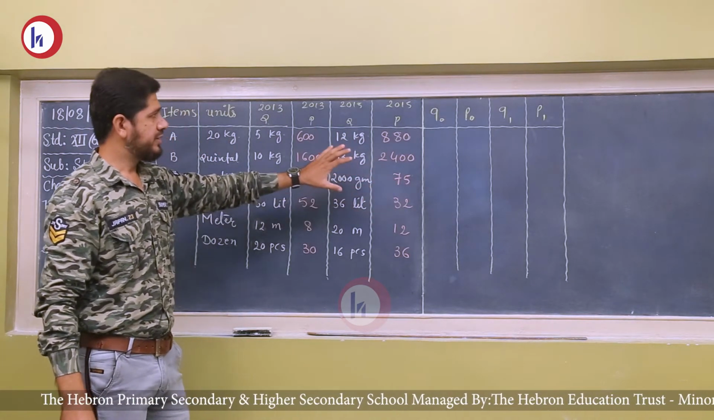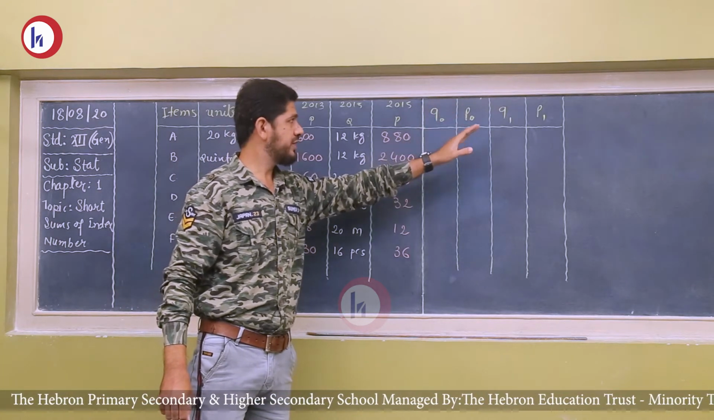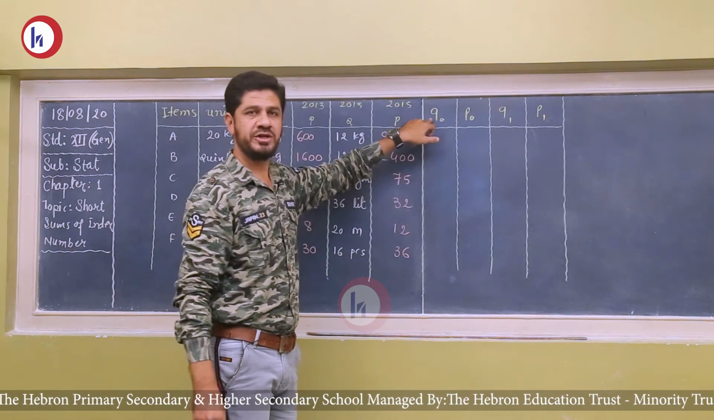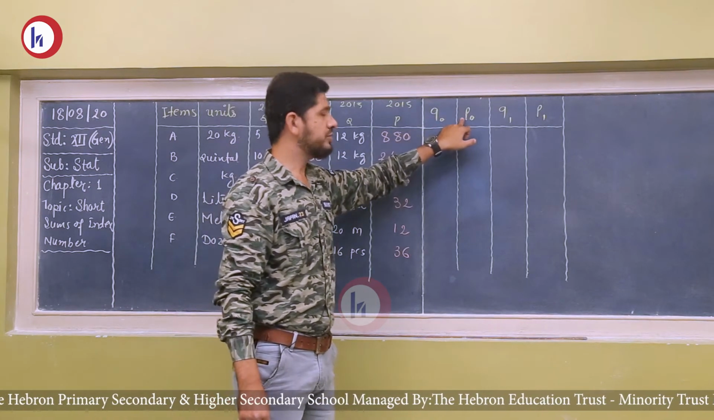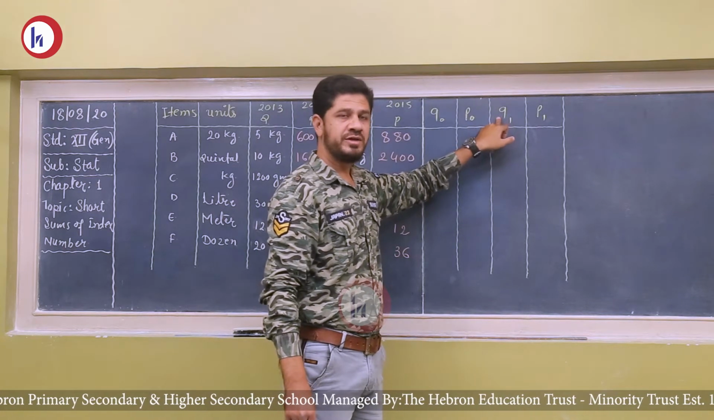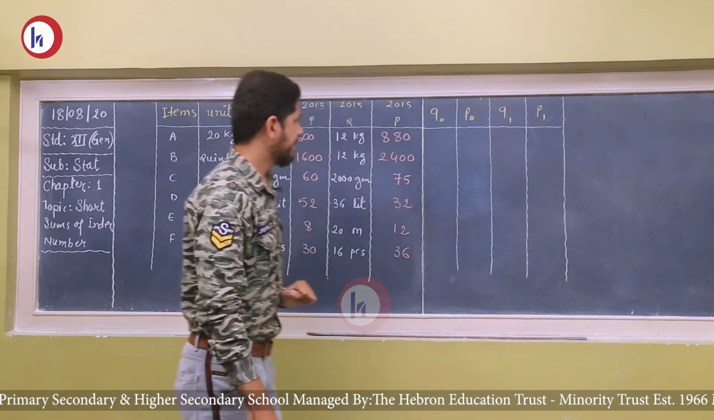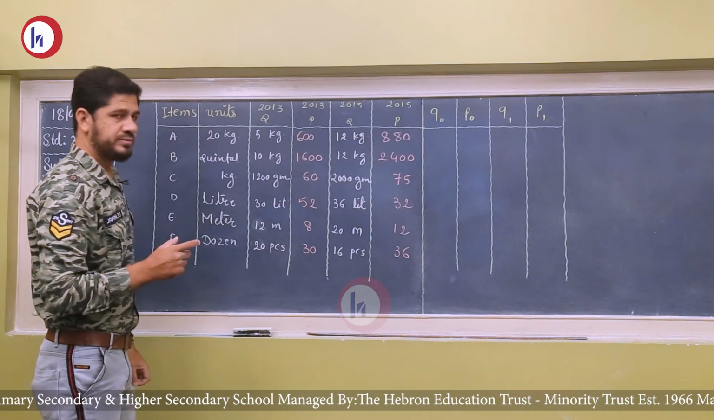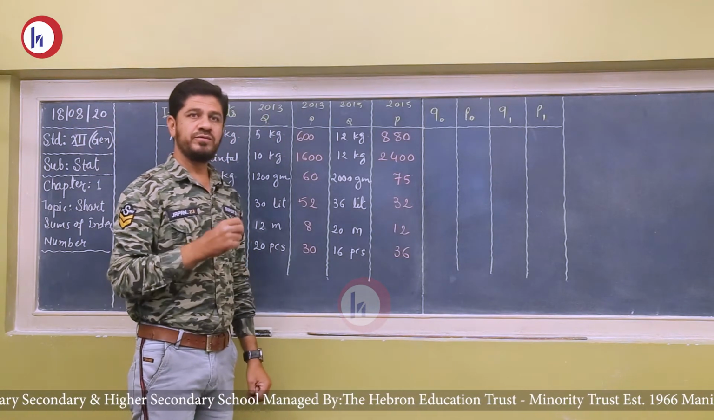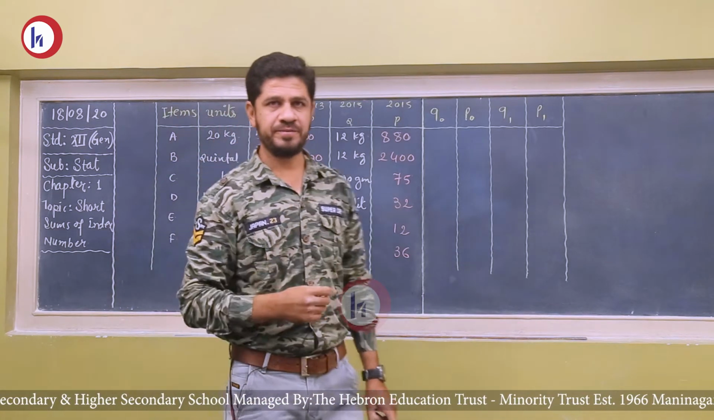For that, I made 4 columns: Q0, P0, Q1 and P1. Q0 is the quantity of base year, P0 is the price of base year, Q1 the quantity of current year, and P1 the price of current year. First of all, as I told you earlier, we must rectify the values of quantity.